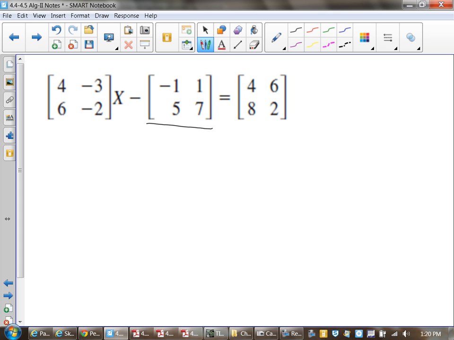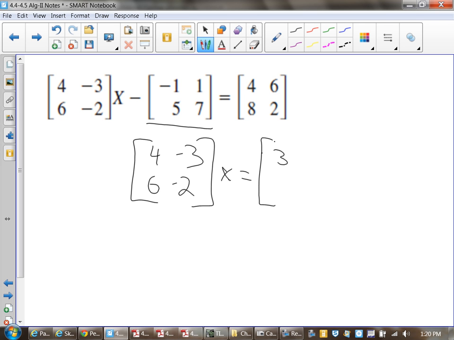So what'll happen here is you're going to wind up with the 4, -3, 6, -2. 4 plus -1, 6 and 1, 8 and 5, 2 and 7. Now you take the inverse of the 4, -3 matrix times this one, just like we did a second ago. Always do the inverse part first.